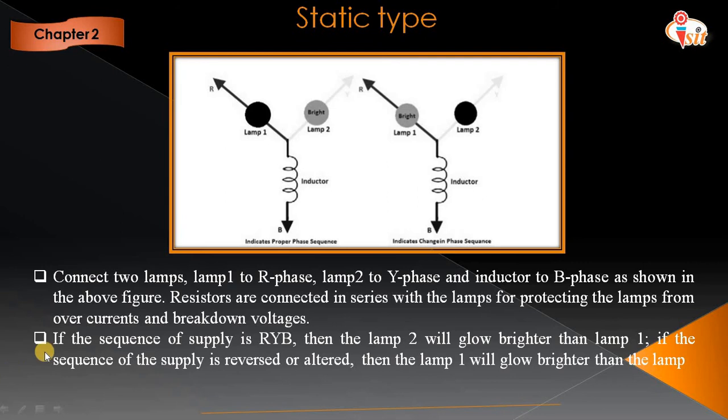If the sequence of the supply is reversed, then lamp 1 will be bright and lamp 2 will be dark. That's why we use two diagrams. The first diagram indicates the correct phase sequence and the next diagram indicates the incorrect phase sequence. Again, I am repeating: if lamp L1 is dark and lamp 2 is bright, then this is a correct phase sequence. If lamp 1 is bright and lamp 2 is dark, it is an incorrect phase sequence.